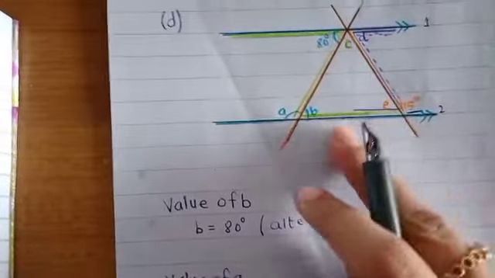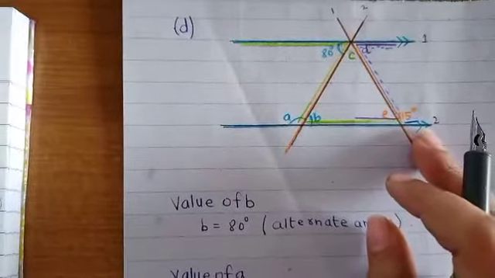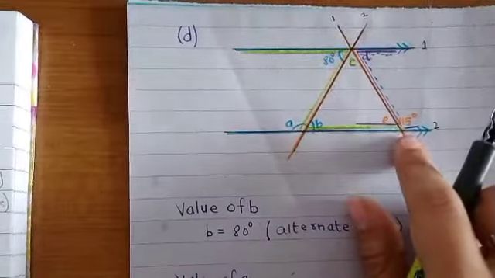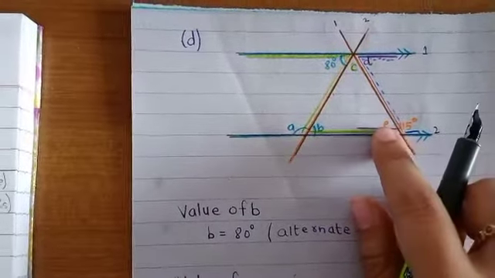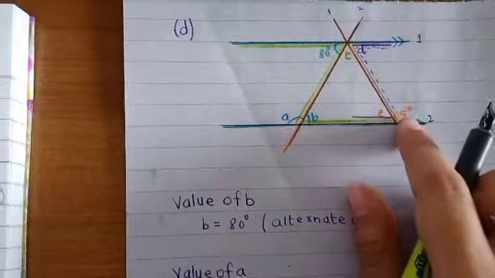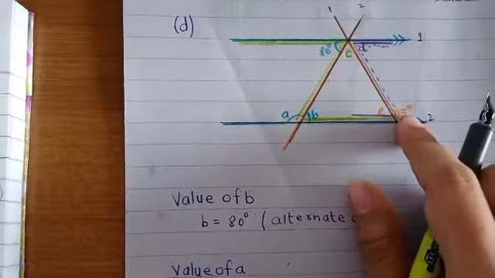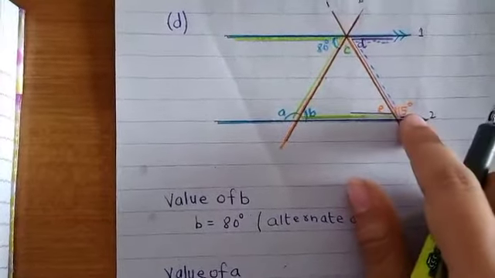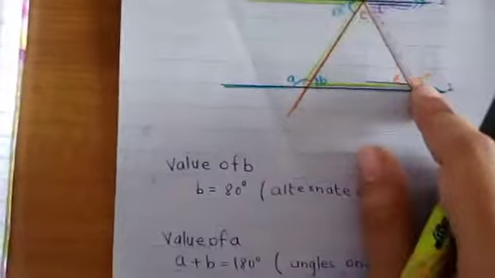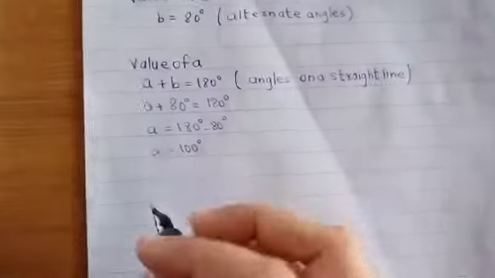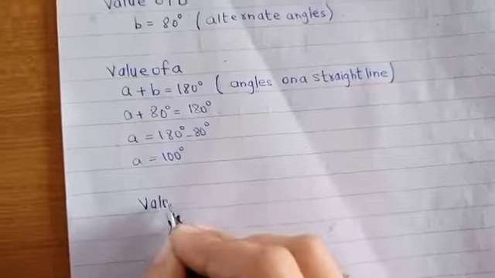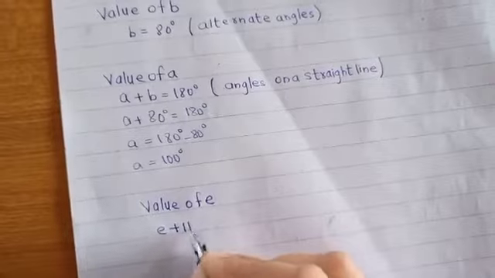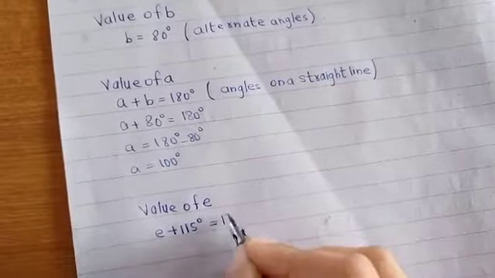Again I have to focus on the second parallel line, but this time I will focus on transversal 1. This transversal 1 is bisecting, is cutting a straight line, and two angles are again formed, E and 115 degree. It means I can find out the value of E because they are again angles on the straight line. It means supplementary angle which is equal to 180 degree. And I will write value of E plus 115 degree is equal to 180 degree.